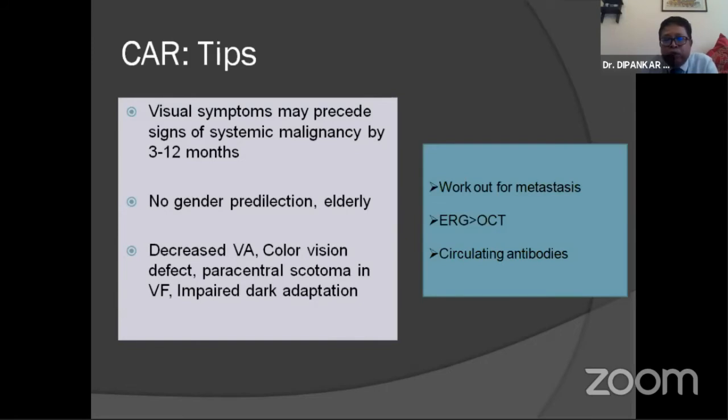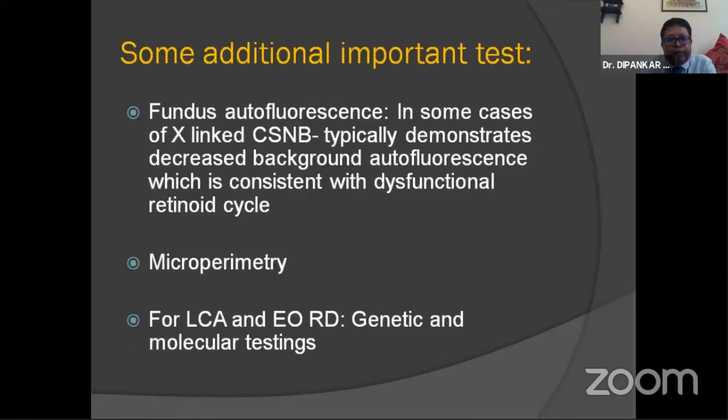Here is the important tool that Swati showed in the electrophysiology presentation. ERG may have a more advantageous role than OCT in detecting early changes, and circulating antibodies such as anti-enolase and recoverin can be an important finding.